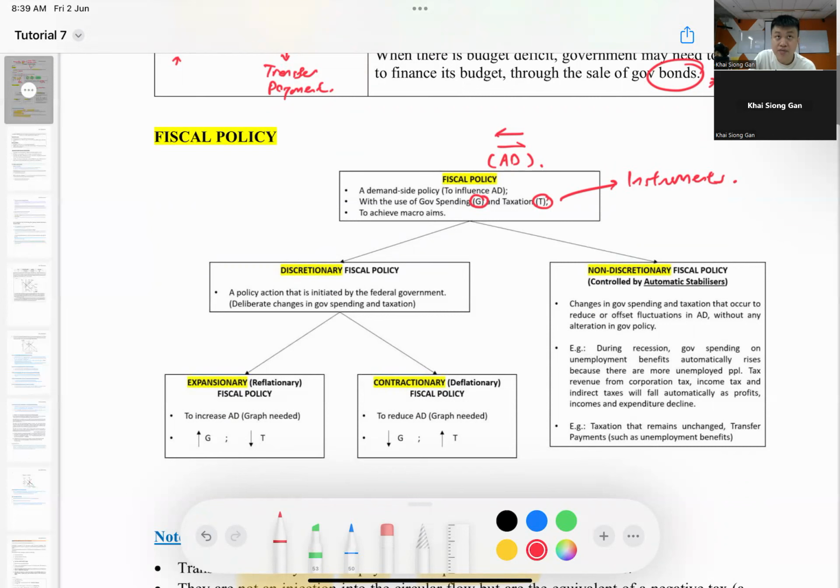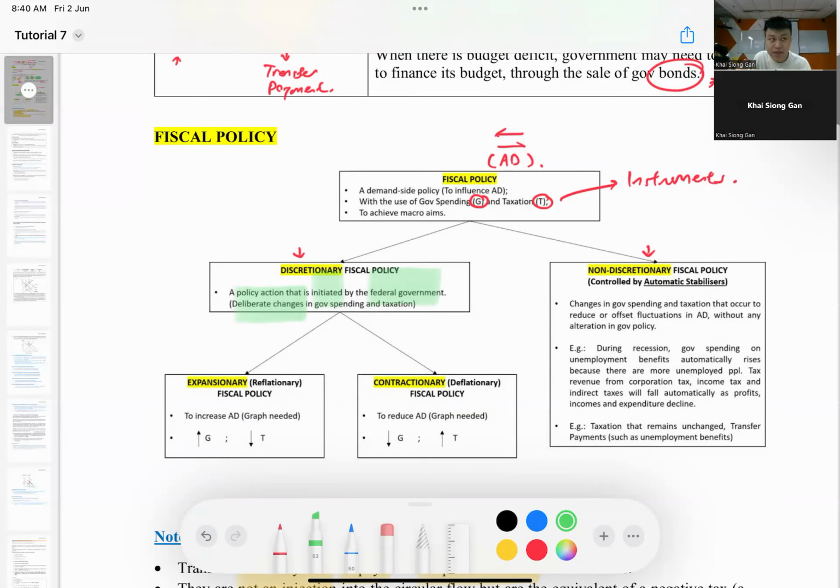So you see, there are three keywords for you to define fiscal policy. Fiscal policy is a demand side policy with the use of government spending and taxation to achieve macro objectives. Now when we talk about fiscal policy, we have discretionary and non-discretionary. I want you to think about discretionary in layman's terms: discretionary means purposely. So discretionary fiscal policy means you purposely make some changes in the policy itself. It is a policy action initiated by the federal government, with some deliberate changes in government spending and taxation.